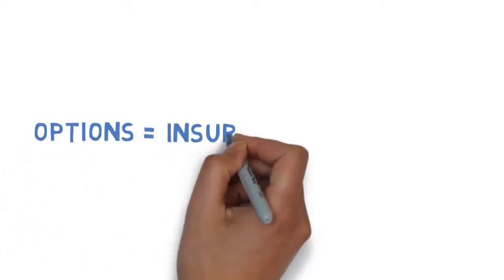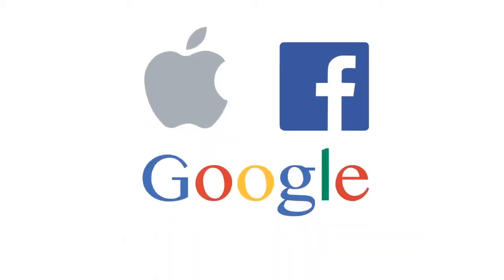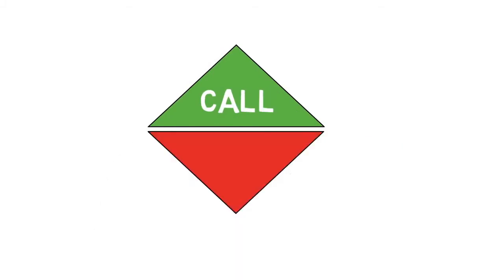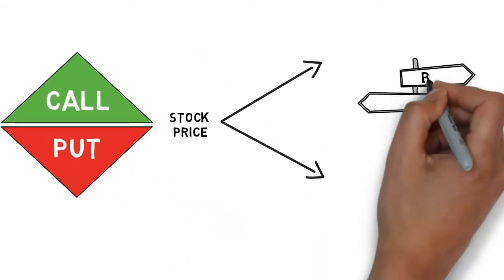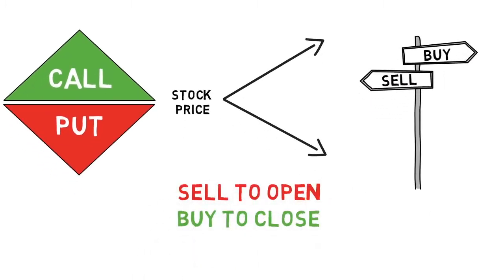Now that you understand why options exist, I'm going to show you ways you can trade options to make a profit. Most of your favorite companies that you use every day have stock options, and you can trade them right from your computer, cell phone, or tablet. There are two types of options: calls and puts. If you buy a call, you want the stock to go up. If you buy a put, you want the stock to go down. Since there are two sides to every market, you can also do the opposite, where you sell the option as an opening trade and hopefully buy it back at a lower price as a closing trade. This will make more sense in a second.